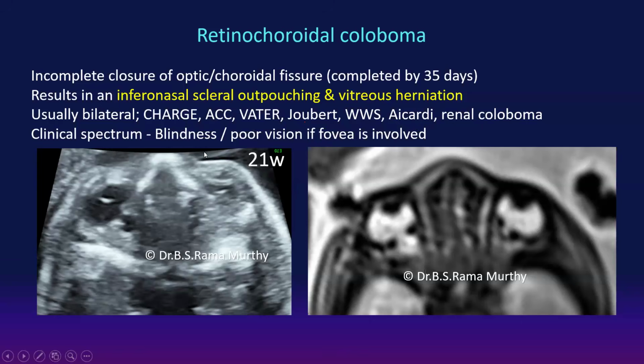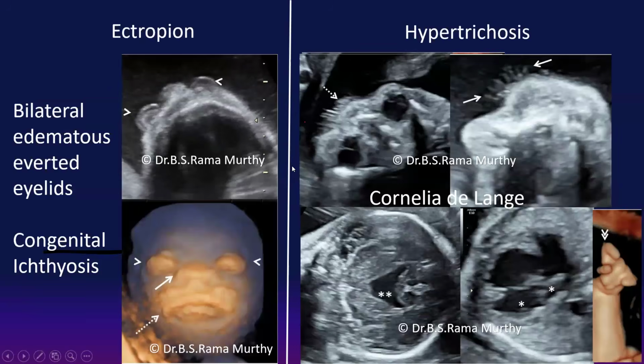And clinical spectrum, it is a whole huge spectrum. It can result in minor visual defects or complete blindness and poor vision if the fovea is involved. And that we, of course, cannot ascertain antenatally. We'll have to ask the neonate to be tested postnatally.